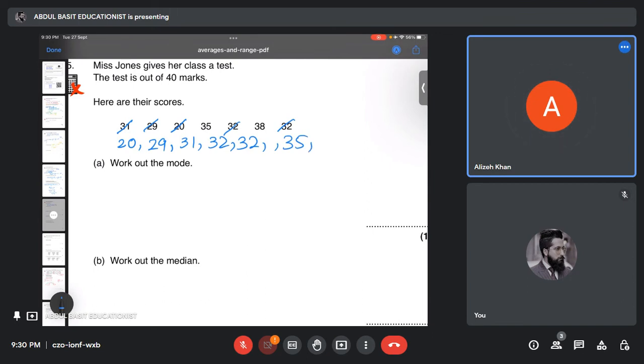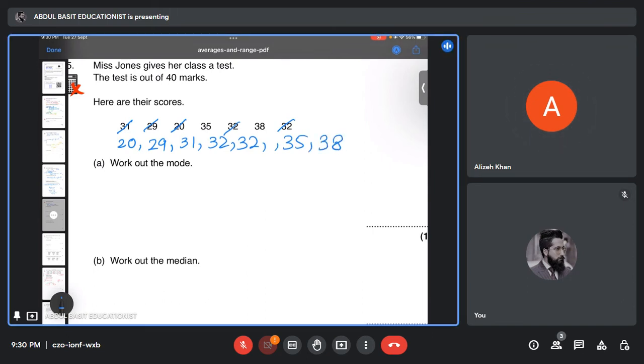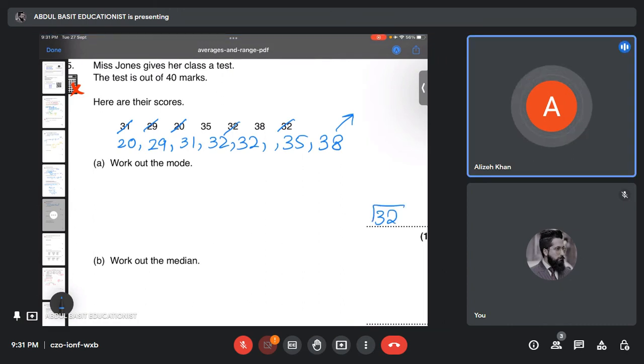I always recommend students to arrange with a pencil, because it's not a mandatory part of the paper, so do it with a pencil in order to understand it. Work out the mode. Which number is repeating? 32. Okay, work out the median.